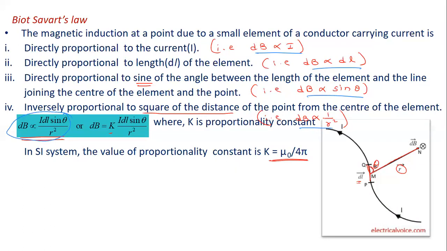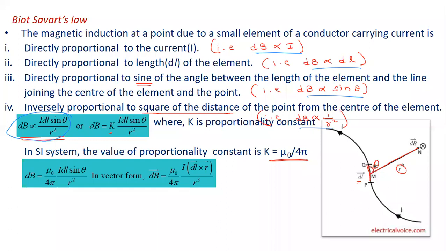The value is mu 0 upon 4 pi. Now let me substitute the value of K, then we get dB is equal to mu 0 upon 4 pi I dl sine theta by r square. This is the magnetic induction at any point near a current carrying conductor. In vector form, we can write this equation like this. So this is the vector form.